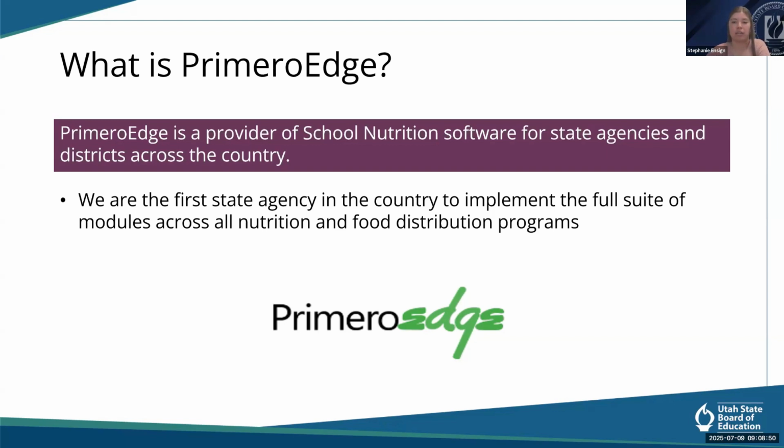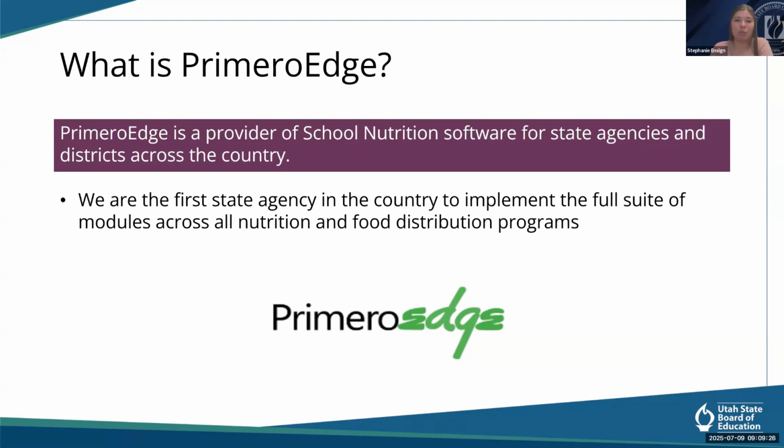So if you have questions on direct certification, just know there will be some dedicated time to address what's going on with direct certification. If you are operating the seamless summer option, so SSO, you will use CNP Web this summer to submit all of your SSO claims. So just know that that will be submitted in CNP Web and not PrimeroEdge, but all other claims will be submitted through PrimeroEdge. So if you're operating the National School Lunch Program in July and August, those claims will be submitted in PrimeroEdge and not in CNP Web.